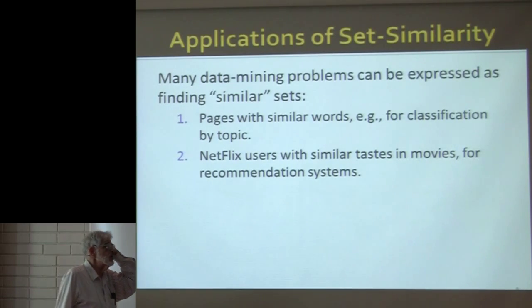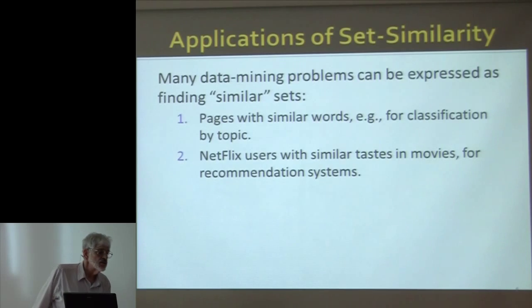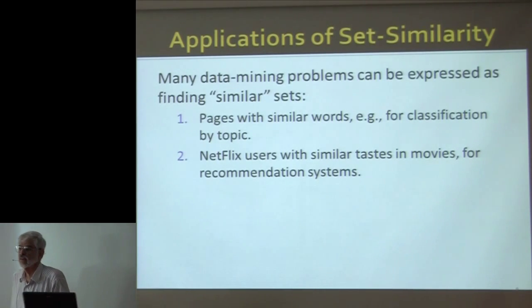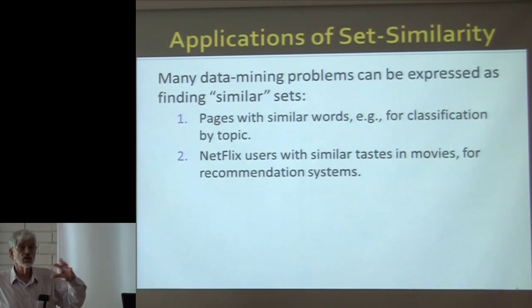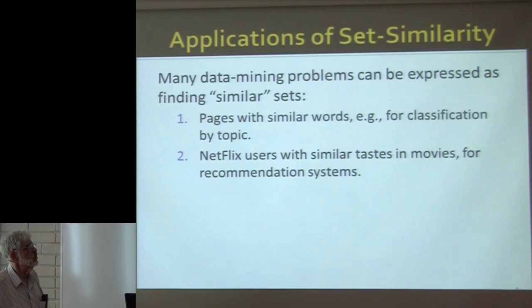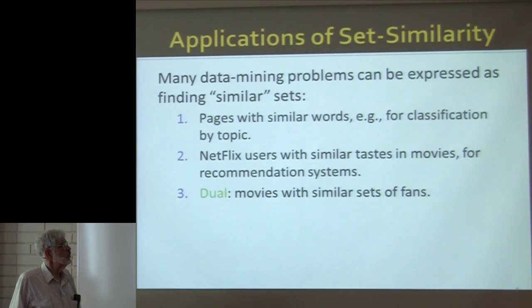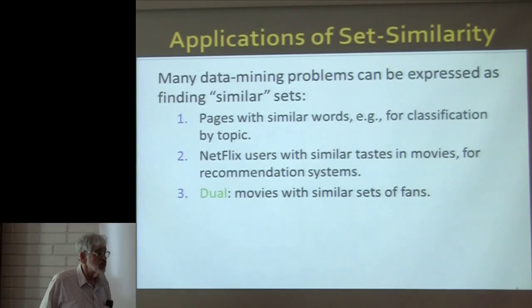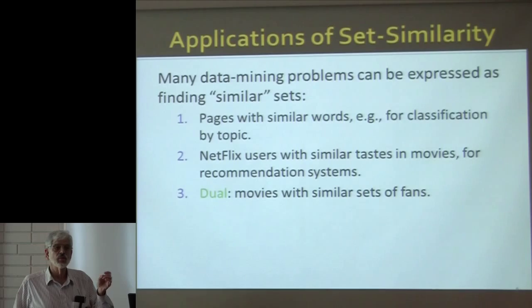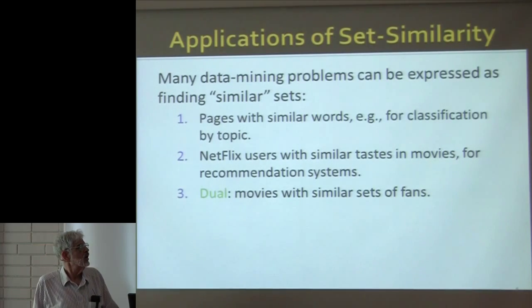If you think of, let's say, a Netflix user as the set of movies that they liked, then you can identify Netflix users that have the same taste in movies and use one's opinion to recommend a movie to the other. Similarly, if movies are liked by the same set of people or similar sets of people, then they might be the same kind of movie, and that gets you at a notion of genre of movies.